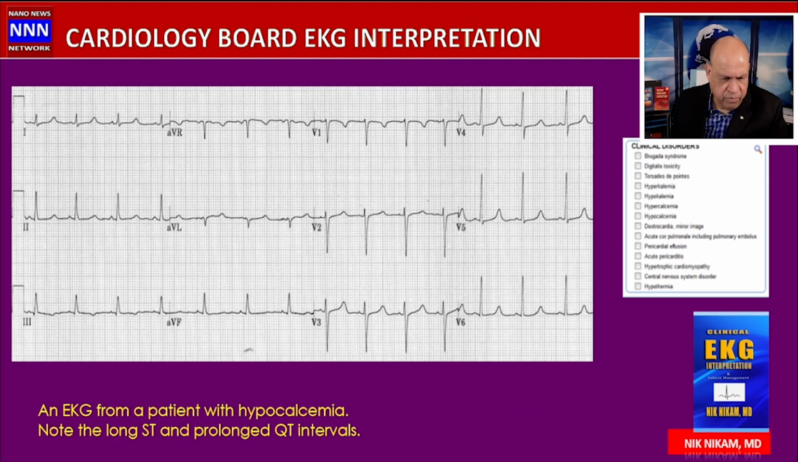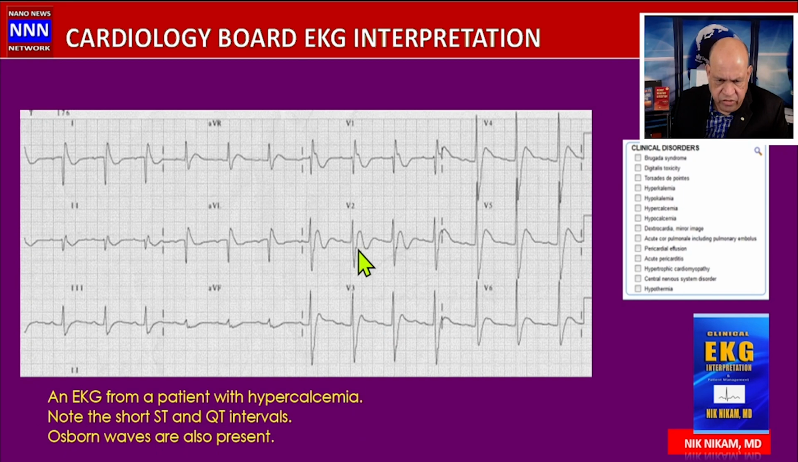Here's an EKG from a patient with hypocalcemia. Hypo means low calcium level. When you see a low calcium level, the things we're going to see are a prolonged QT interval, flattened T waves, and a long ST segment. Look at the ST segment here, and compare that to the ST segment here.